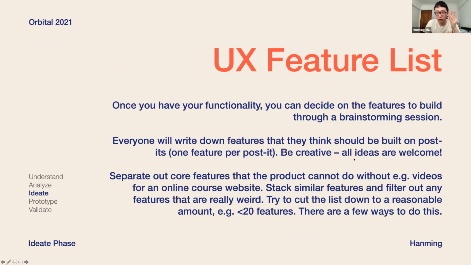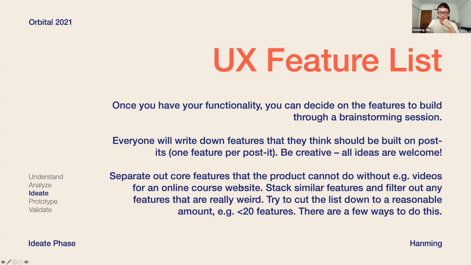There are a few ways to do this, but generally what happens is that people will all come down together to brainstorm features. They write it down on post-its. One feature per post-it, so you don't cram all the features into a single post-it. And you want to be creative. In brainstorming sessions, there are no bad ideas. Of course, there are some ideas that are absolutely irrelevant. That is normal, but don't hesitate to write it down first.